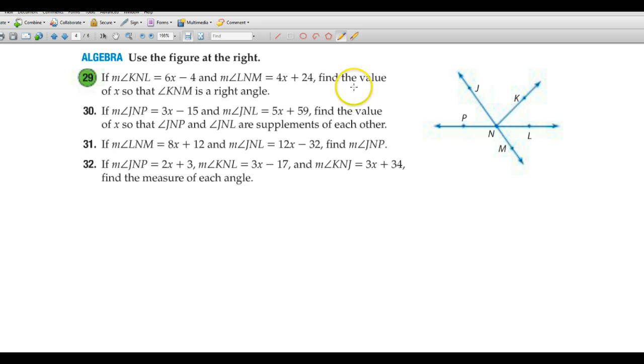Okay, let's use the figure at the right for number 29. If the measure of angle KNL is 6x minus 4, and LNM, so this angle, is 4x plus 24, find the value of x so that KNM is a right angle. So KNM is a right angle. So, in other words, we would want these two measures to add up to 90.